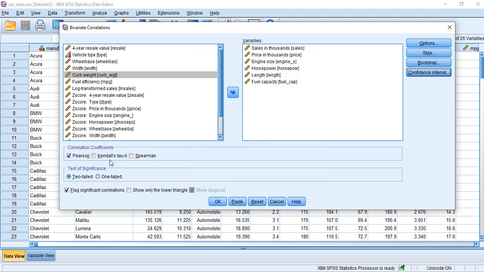Here we have the correlation coefficients. Pearson is used for parametric analysis, whereas Kendall's and Spearman's coefficients are for non-parametric analysis. In this case, we shall do a parametric analysis, so we shall choose the Pearson coefficient. For the test of significance, we shall go two-tailed. Then we can enable flag significant correlations, so the significant correlations will be shown. Then we can press OK.